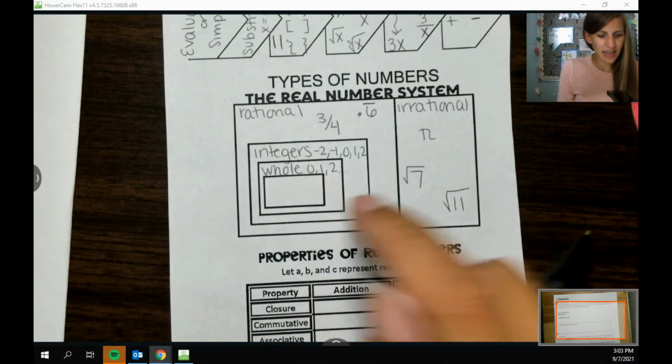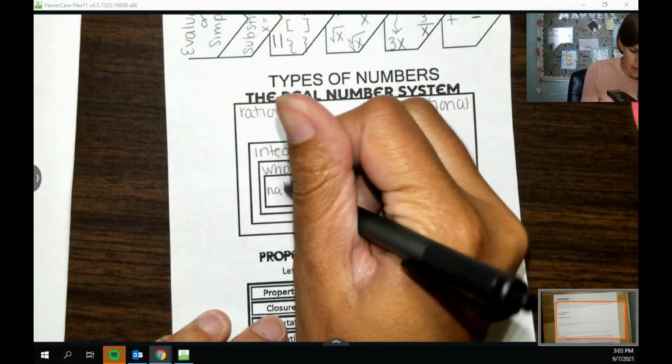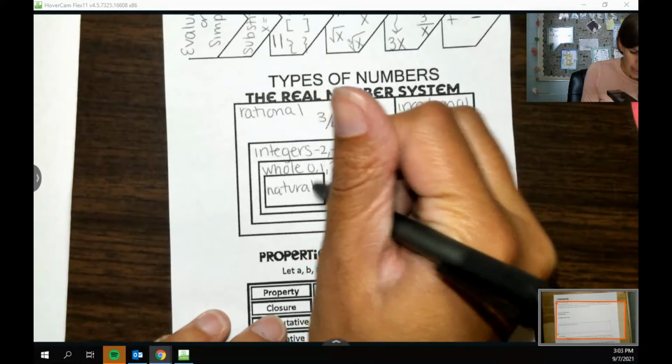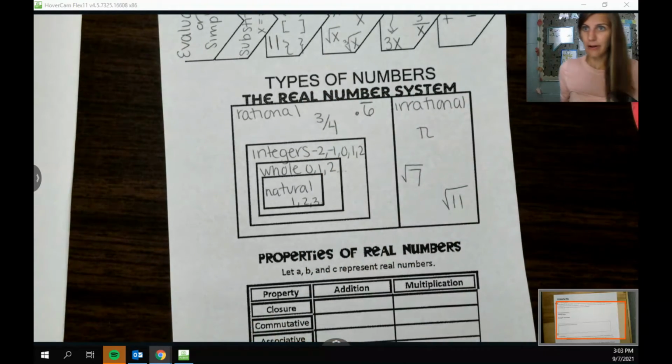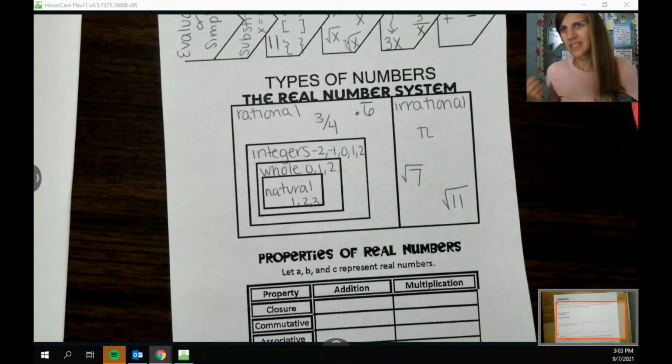Because the last set, natural numbers, kind of feels the same as whole numbers. They just get rid of 0. So natural are like 1, 2, 3, 4, 5, forever. They just cut off the 0. Because sometimes we don't want to consider 0. He's kind of funky.